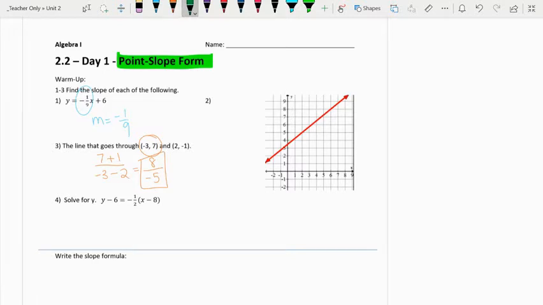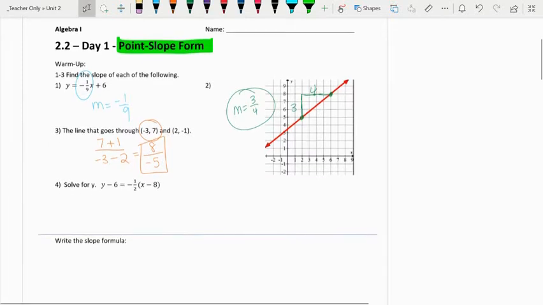Number 2, we could have found any 2 points that cross at a good spot, and then you can do rise over run to find the slope. So we would go up 1, 2, 3, and then to the right 1, 2, 3, 4. So that means our slope would be 3/4.